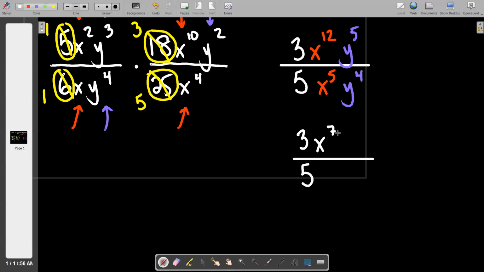Good. Now take your y's and subtract their powers. What's 5 minus 4? 1. And since it's positive, we're going to put that on top. And that is our final answer. 3x to the 7th y all over 5. Easy peasy, huh?